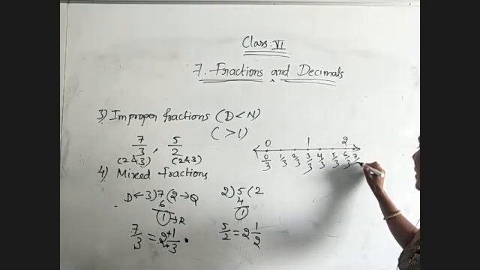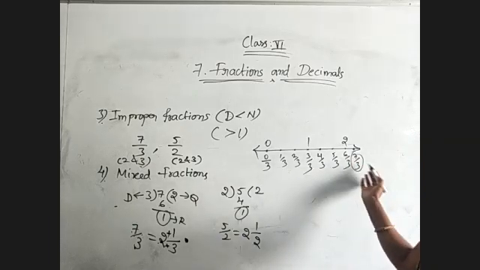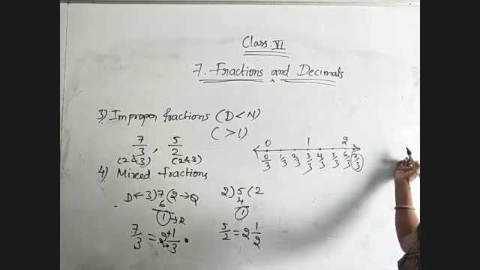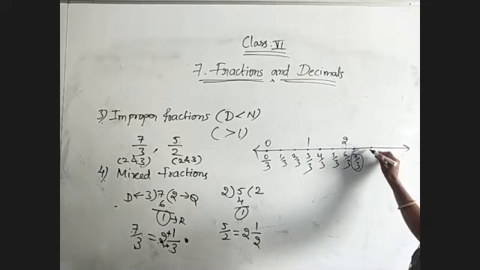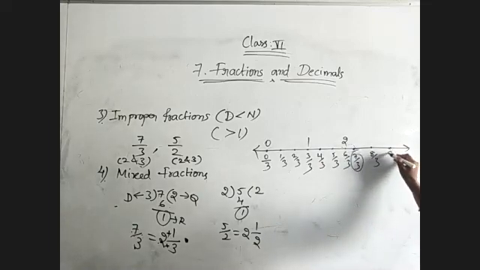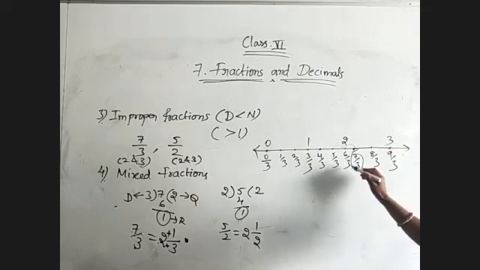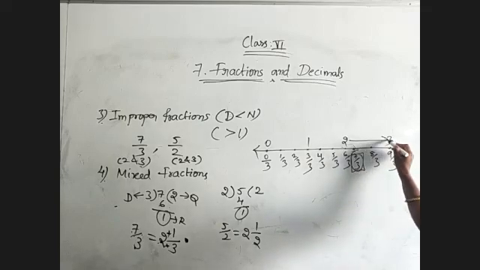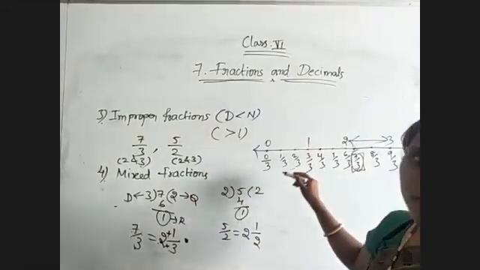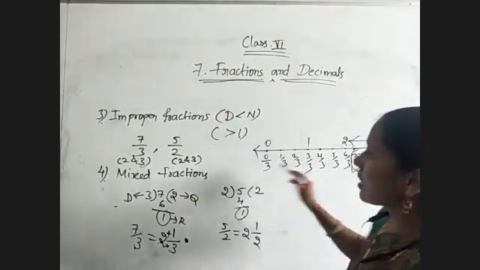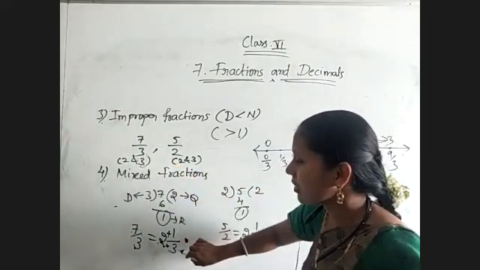Now 7 by 3. So just observe, 7 by 3 is lying between 2 and the next number, 3. 8 by 3, 9 by 3. 9 by 3 is nothing but 3. So 7 by 3 is lying between 2 and 3. Just observe how we are representing by using pictures. And its mixed fraction we got is 2 1 by 3.